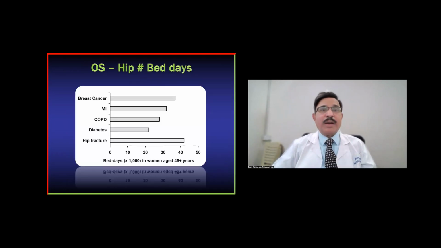Osteoporotic fracture bed days: breast cancer bed days are into 1,000. That is, in women aged 45 plus years, 40 days in bed for breast cancer, myocardial infarction 35 days, COPD 30 days, diabetes 22 days, hip fracture 45 days in bed in 365 days. Is it okay? And that means around 1/3 of the beds are occupied with the hip fracture fellows.